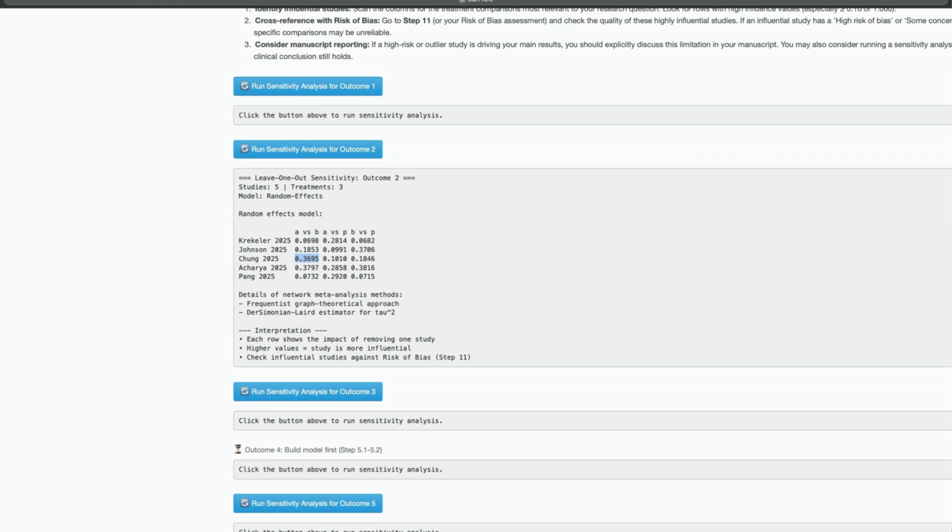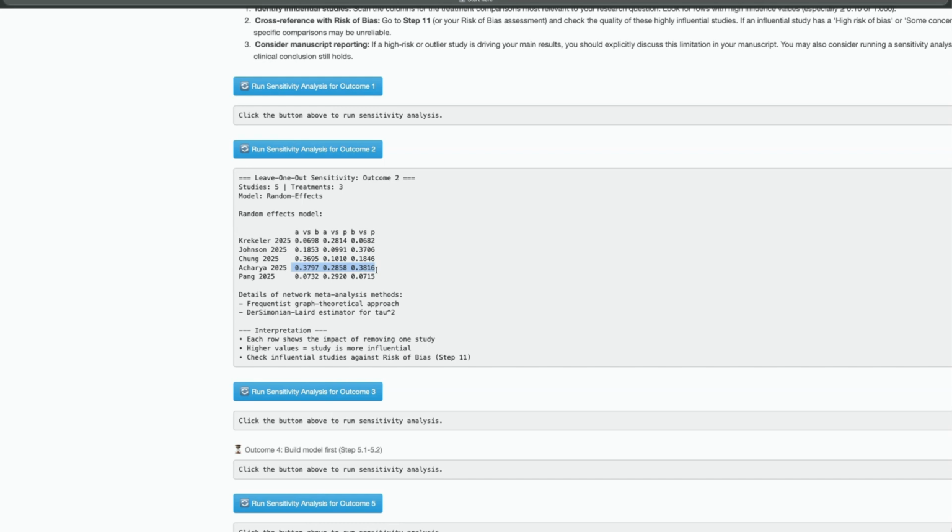Similarly, Acharya 2025 shows high influence values across all comparisons, ranging from 0.2858 to 0.3816. This multi-arm study is clearly having a major impact on your network results. Higher values mean that when you remove that study, the network estimates change considerably. This could be because the study is very large, very precise, or has results that are quite different from the other studies.